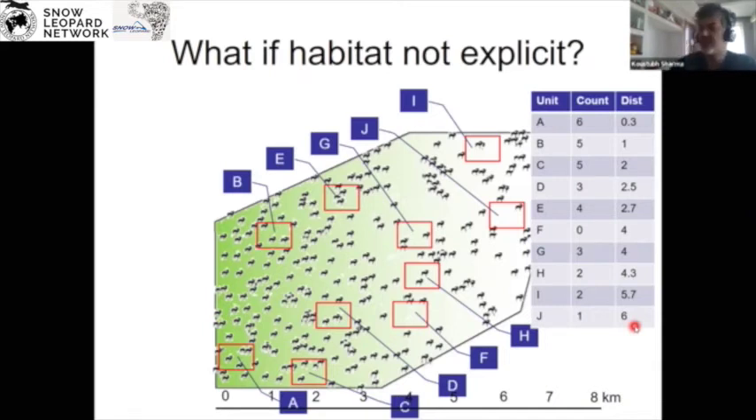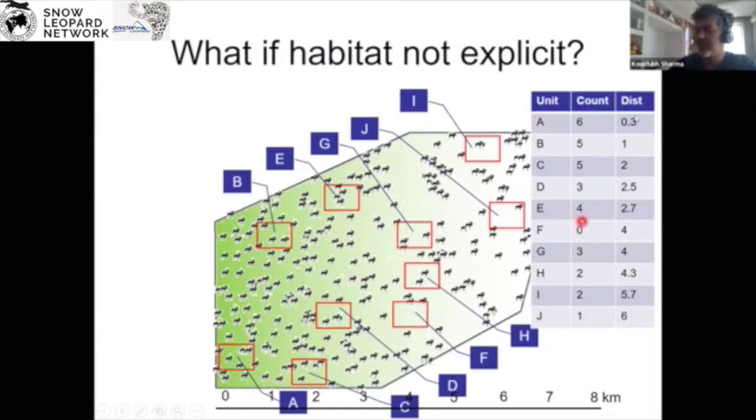Now, when you were going to these survey units, you might have recorded additional information such as, what was the distance of this point from the river? What was the distance of this sampling unit from water? And so on. Now, what I've done is I've just calculated that distance here. And this is the count that I have got.